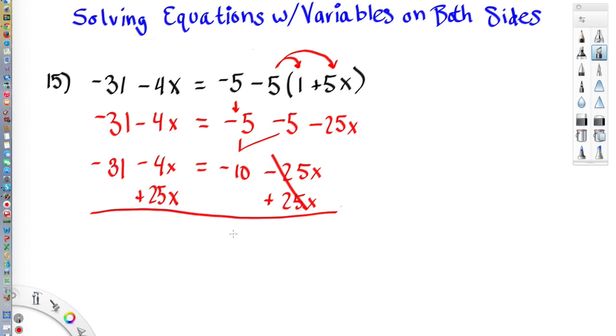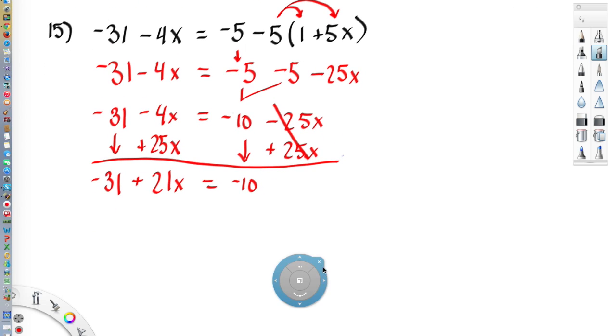These guys cancel each other out. That brings down a negative 10. And then if I have a negative 4x plus 25x, that gives me 21x's. Okay, and that's a positive 21x. And I bring down my negative 31. I'm going to slide this up. Let's continue. Okay, now I have my variable just on one side. I need to isolate it.